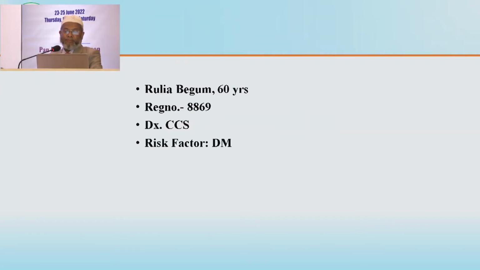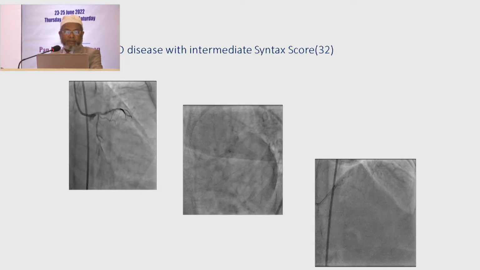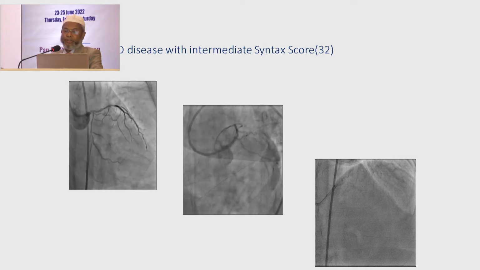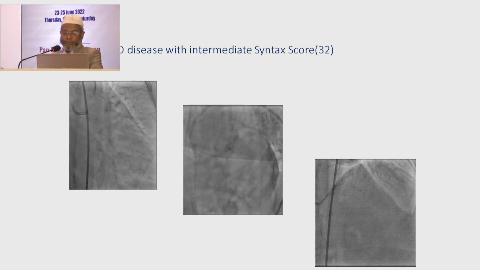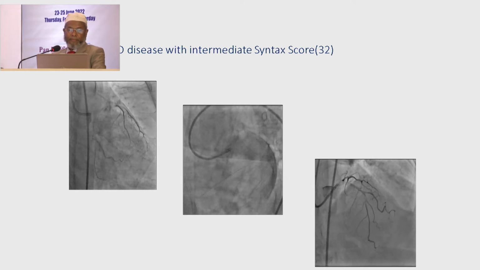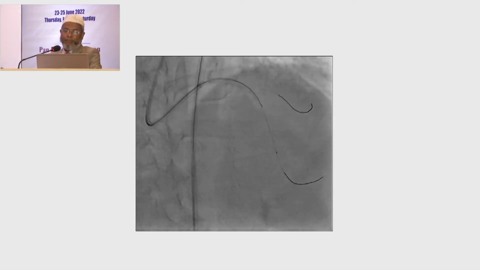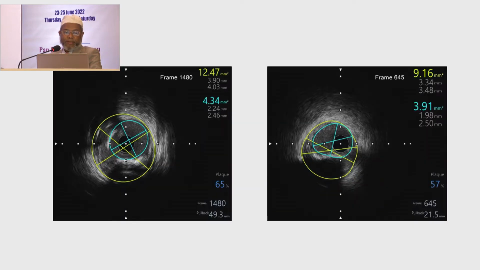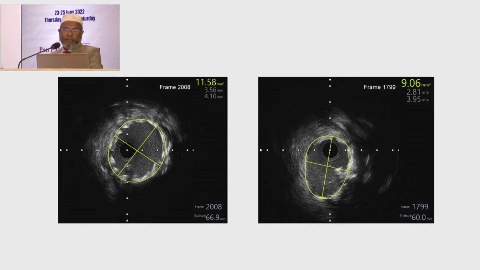This is a lady of 60 years, and her coronary angiogram shows left main with proximal LAD disease with intermediate SYNTAX score approximately 32. And IVUS pullback from LAD to left main, and this is the result of IVUS on the left panel and on the right panel. Right panel is the ostium of the LAD, that is 3.91, and on the left panel LM is 4.34. And this is after post dilatation, and it is on the left panel.